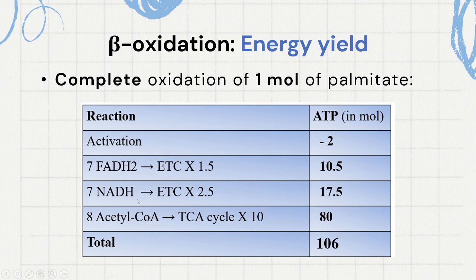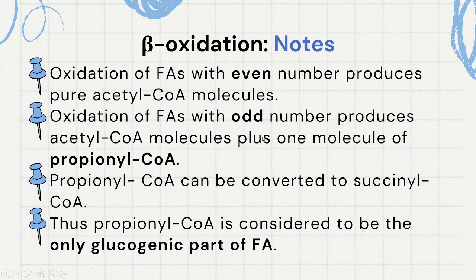The 7 NADH plus H plus using the malate shuttle proceed to the electron transport chain. Each will be equivalent to 2.5 ATPs, so 7 multiplied by 2.5 is 17.5. The 8 acetyl-CoAs will go to the citric acid cycle, each yielding 10 ATPs per cycle, with a total of 80 ATPs. So the total will be 106 ATPs, the full oxidation of 1 molecule of palmitate.